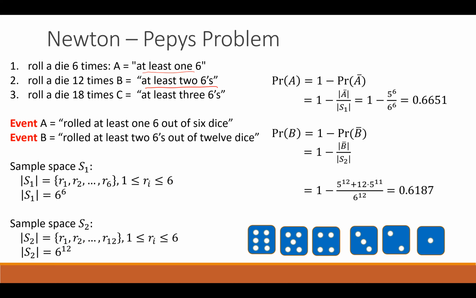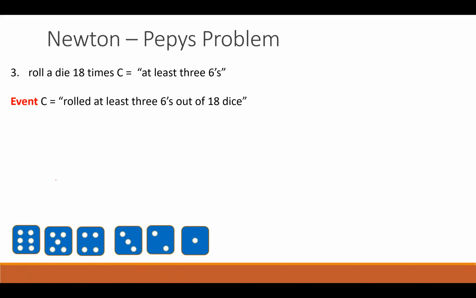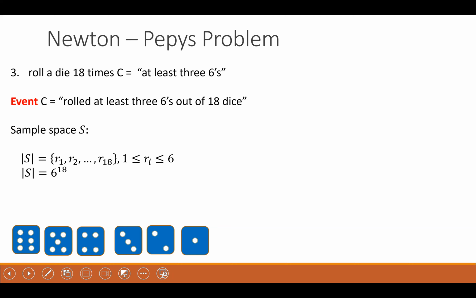All right, we're going to do C. C is very similar, slightly more difficult. Well, there's just more cases. So I'm going to roll a die 18 times. C is that at least 3 of those are 6s. My sample space is the same thing as before, except now I have 18 dice, 6 choices for each of them. So it is 6 to the power 18.